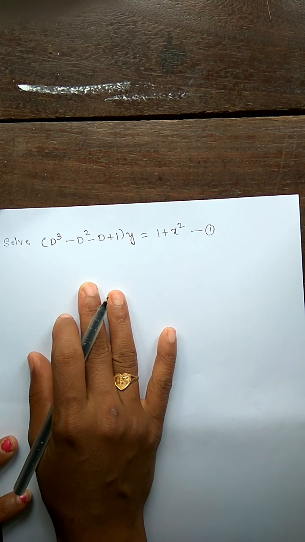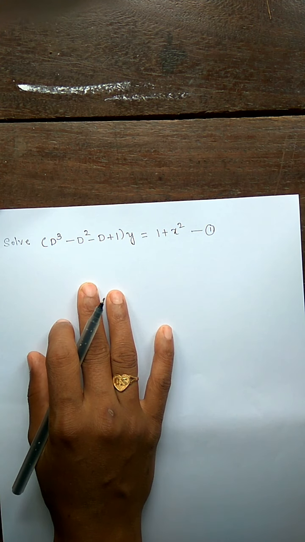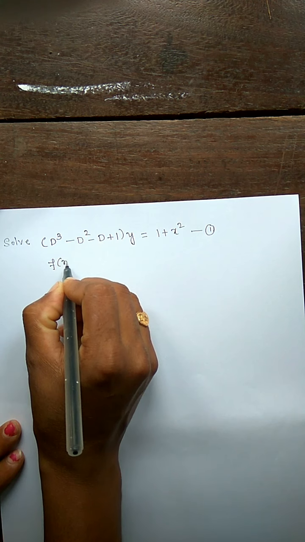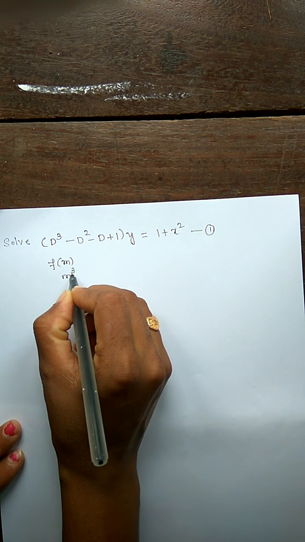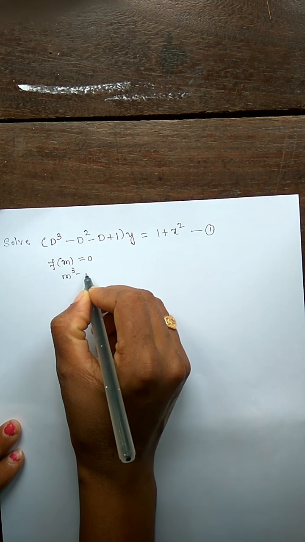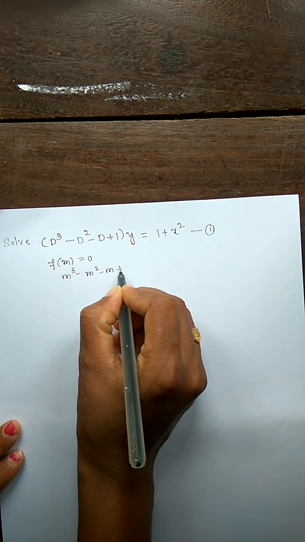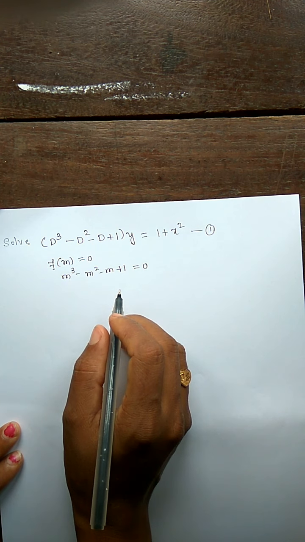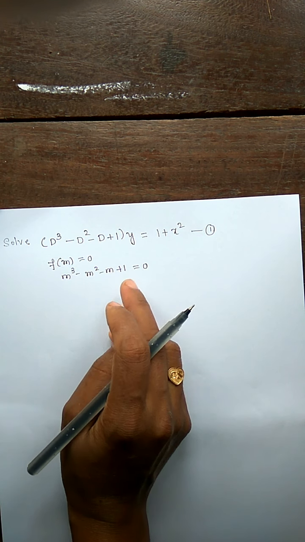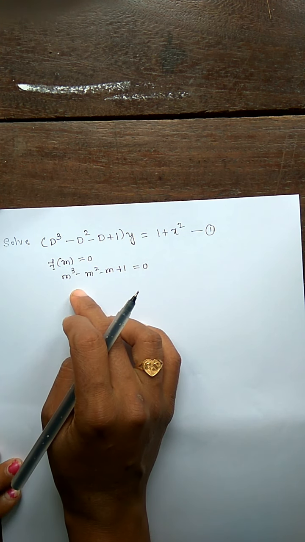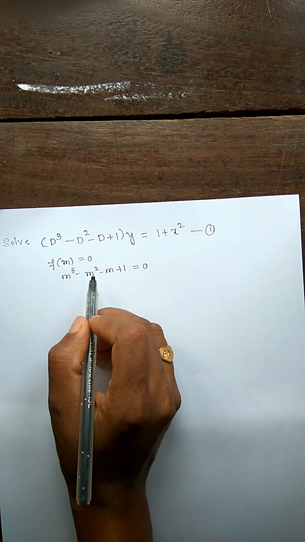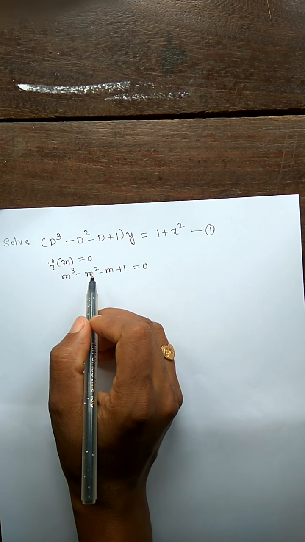To find the general solution, first we have to find the complementary function of the given differential equation. To find the complementary function, we have to consider the auxiliary equation. So f of m is equal to 0, that is, m cube minus m square minus m plus 1 is equal to 0. We have to find the roots for this.